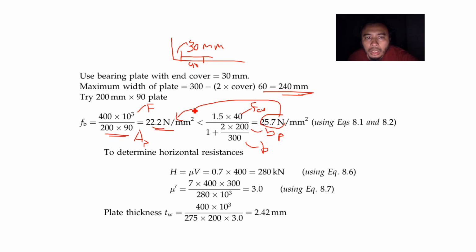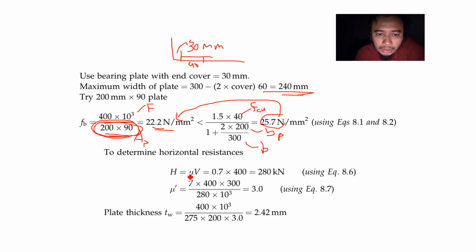Because if it is too high, then you need to increase your bearing size, the plate size. You can try to match it if it's possible to get them close to each other. Once that happens, your design will be more economical. You won't be using such a large plate, just enough to match the allowable bearing capacity. And then you want to determine your horizontal forces, because this time you want to design your reinforcement.